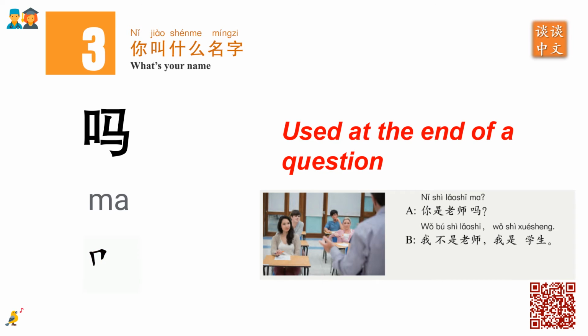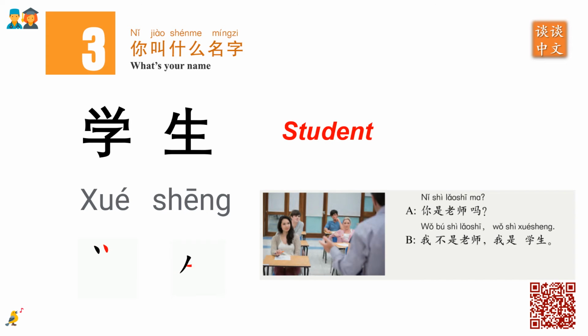Ma. Another important word, ma, is a question mark. Ma. 学生. So you are a 学生。我是学生。I'm a student.